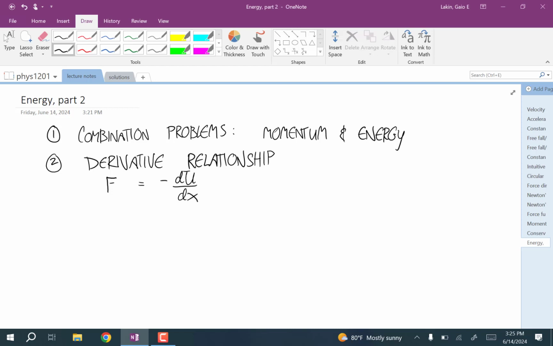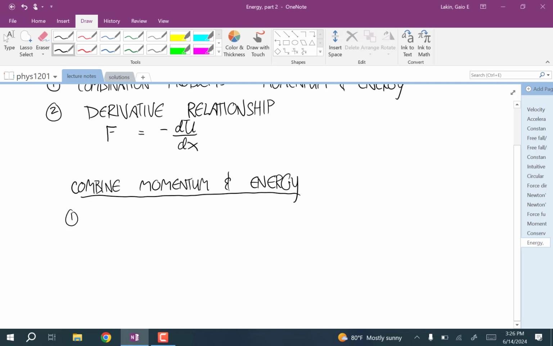Okay, so the first thing I'm going to do is talk about these problems where you combine momentum and energy. And all you really need to know for this kind of problem is that there's going to be some kind of collision or impact, and you're going to use momentum for the impact part, and then you're going to use conservation of mechanical energy for the rest of the problem.